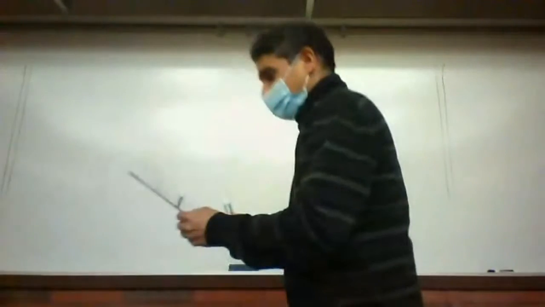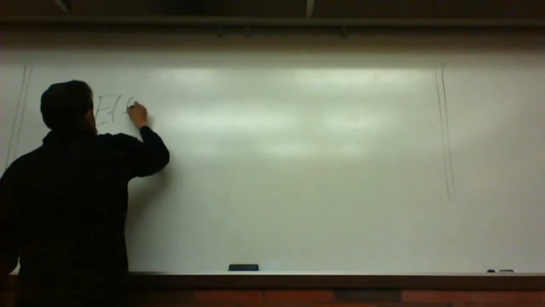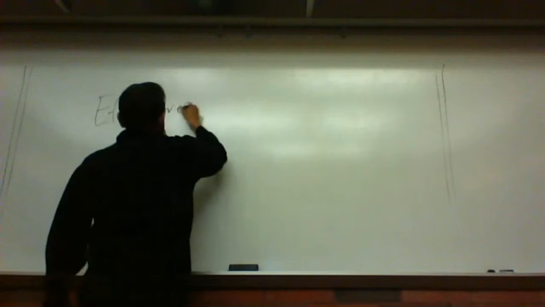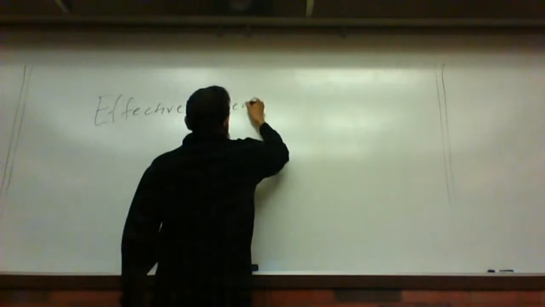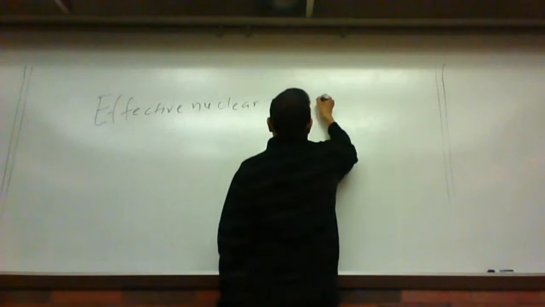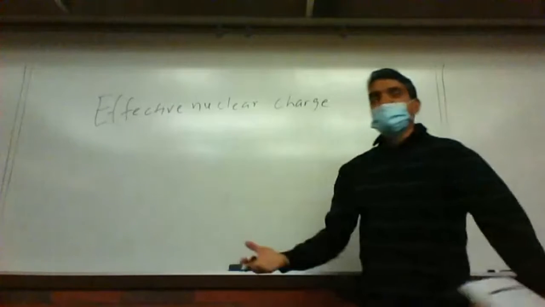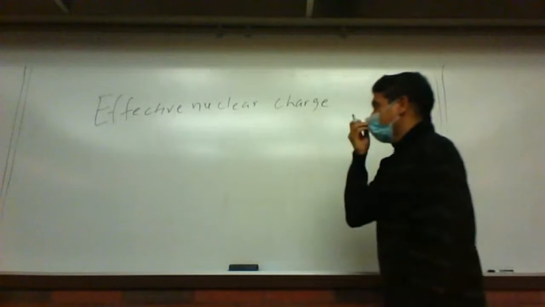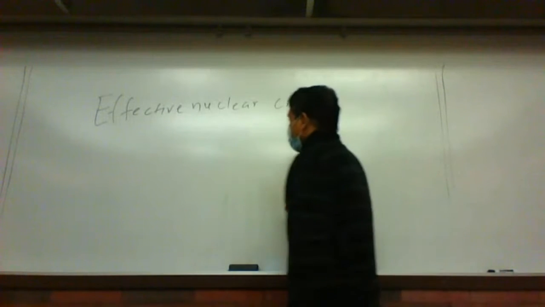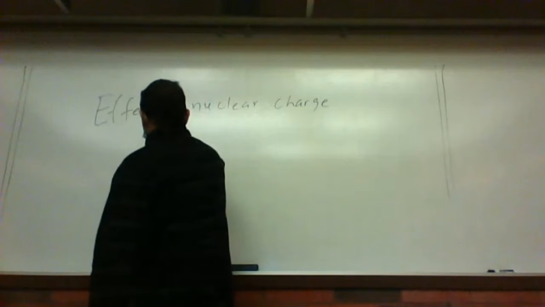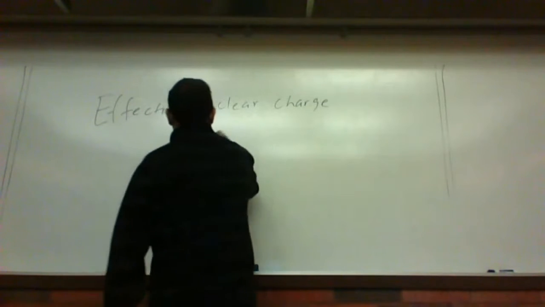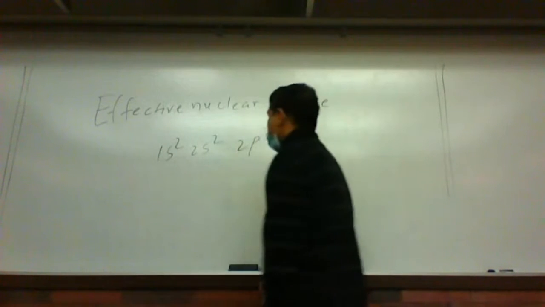So now I'm on slide number 9. This is effective nuclear charge. This is very important. Effective nuclear charge. Nuclear charge. Sometimes they call it estimated effective nuclear charge or something like this. So let's say you write an electronic configuration like this: 1s2, 2s2, 2p3, like this.